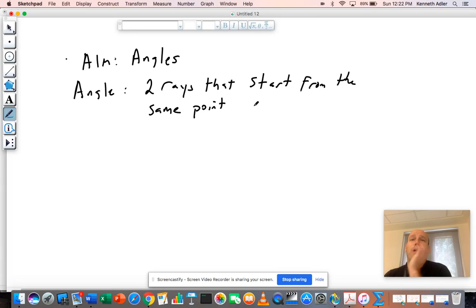And what is that called? It's known as the vertex. So we kind of have a picture here. I can draw it. So that's an angle. That is an angle. We know that. You've studied that for a while.